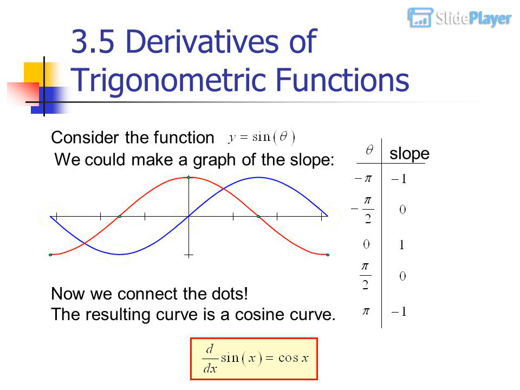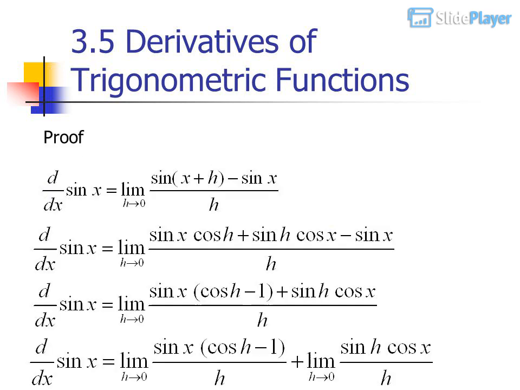3.5 Derivatives of trigonometric functions. Consider the function y = sin x. Slope. We could make a graph of the slope. Now we connect the dots. The resulting curve is a cosine curve.